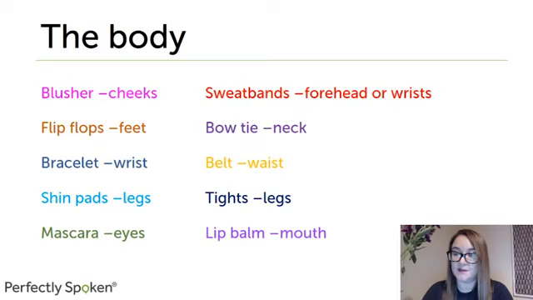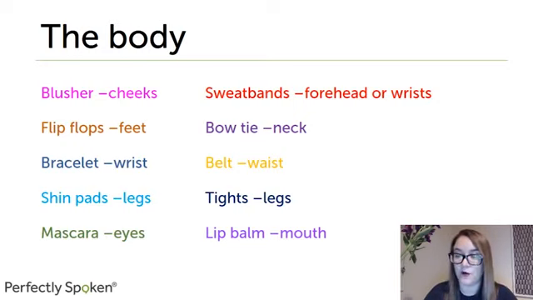Shin pads. Well, shin is the front part of your lower leg. So shin pads are what footballers, for example, wear. They're the pads, the protective pads that footballers wear to protect their legs in case they are kicked. So it's a form of protection that you wear on your leg. Tights are a form of clothing. In the wintertime, especially ladies will wear tights to cover their legs under their clothes.